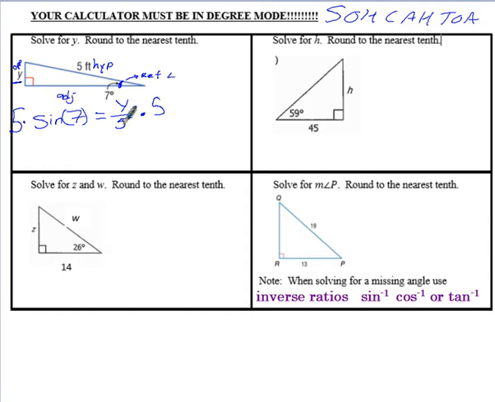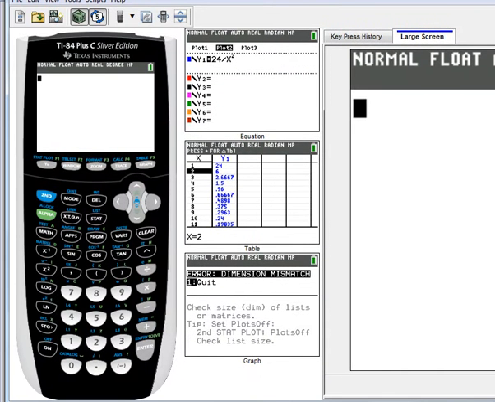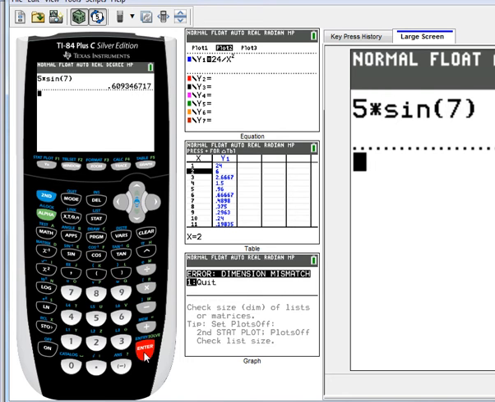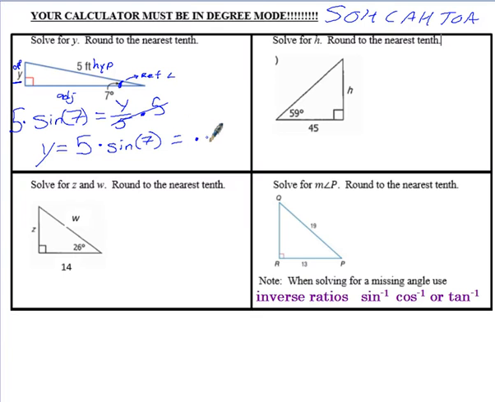So when I multiply both sides by 5, these cancel out, and now I'm left with y equals 5 times sine of 7. And just to show you on the calculator, here's how you would type that in: 5 times sine of 7. And when you hit enter, that gives you your answer. Rounded to the nearest tenths, this is equal to 0.6. So the length of this side here would be 0.6.